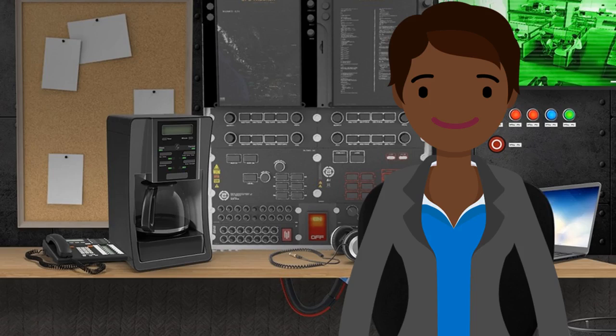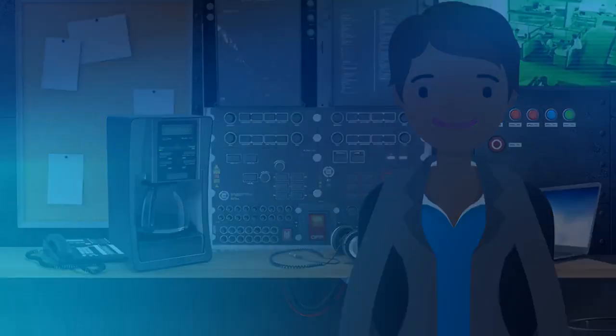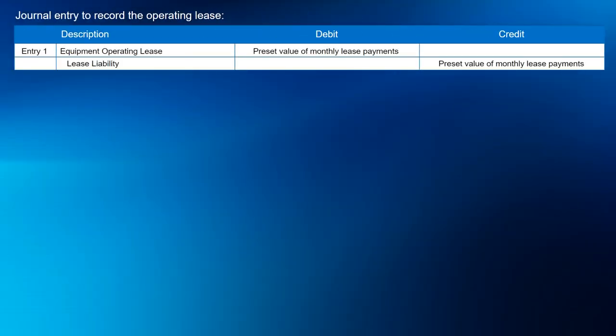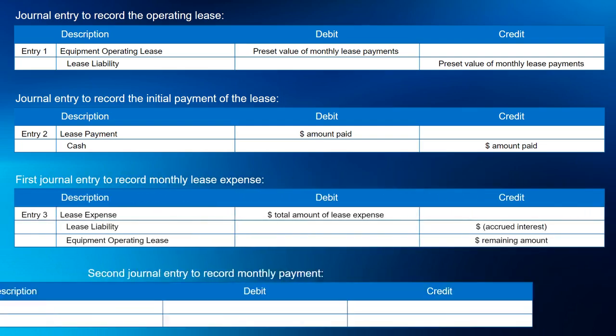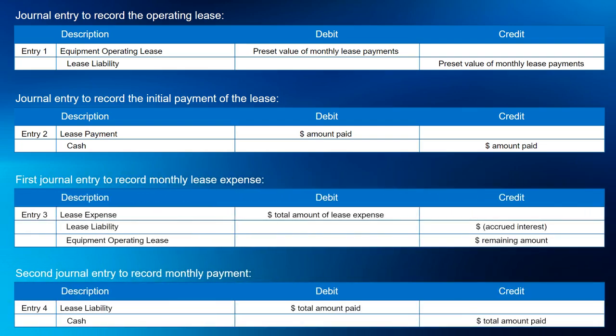So let's take a look at how this all affects setting up the journal entries. First, we'll cover operating leases. To record an operating lease, we'll need a journal entry to record the lease itself. We'll then need another journal entry to record the initial payment of the lease. We'll also need 2 journal entries to record the monthly operating lease payment.